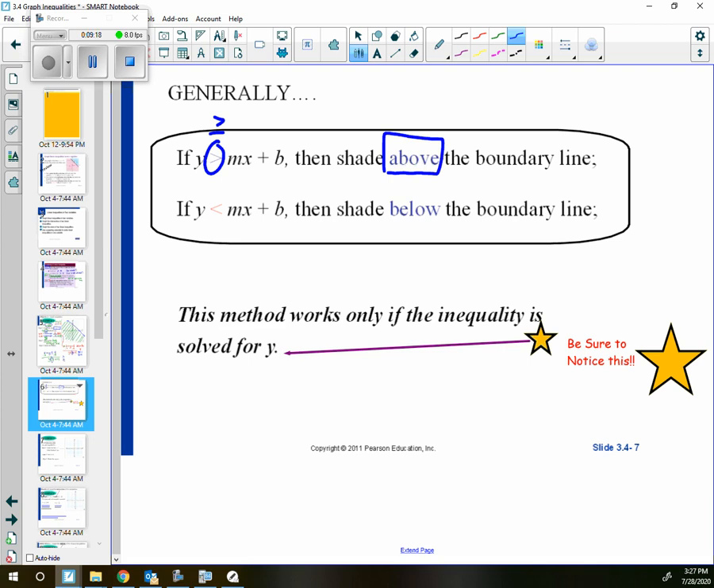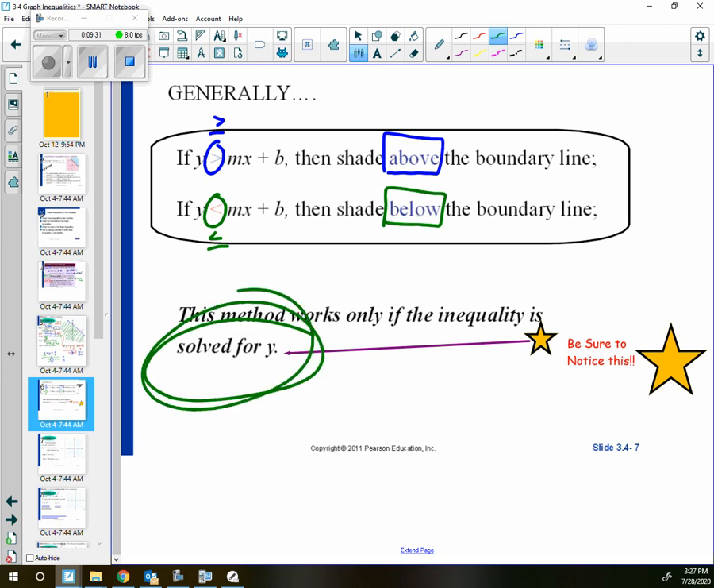Whether it's solid or dashed doesn't matter. If you see a less than or a less than or equal to, that means you are shading below the boundary, but that's only super important if your inequality is solved for y. That's really important. So you're looking at what the y's are doing. If it's not, then we just have to go ahead and check that point and make sure we're okay.